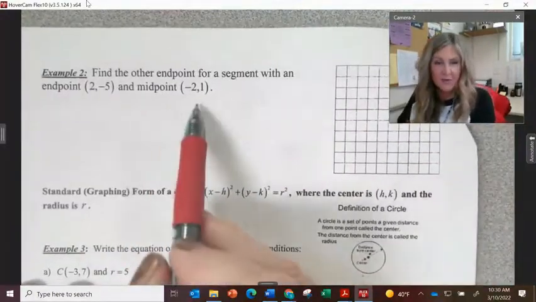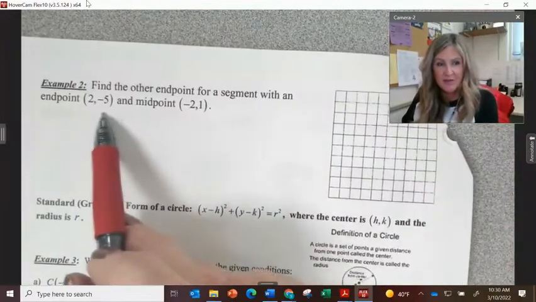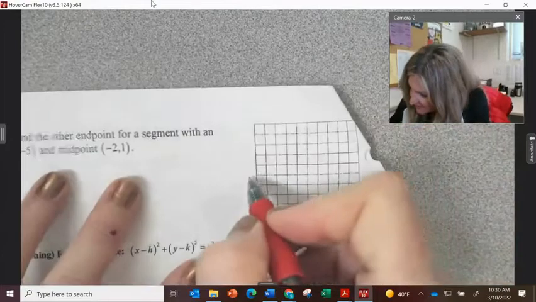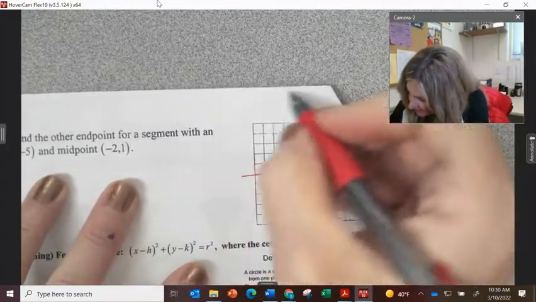All right. Find the other endpoint for a segment that has an endpoint of 2, -5 and a midpoint of -2, 1. All right, let's go ahead and plot this just to see what's going on here.